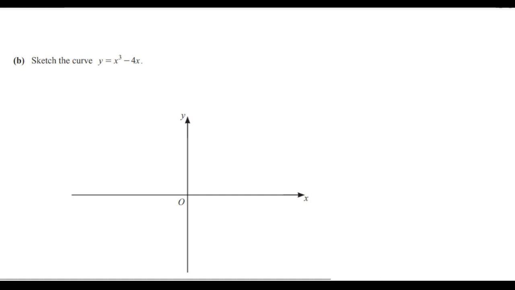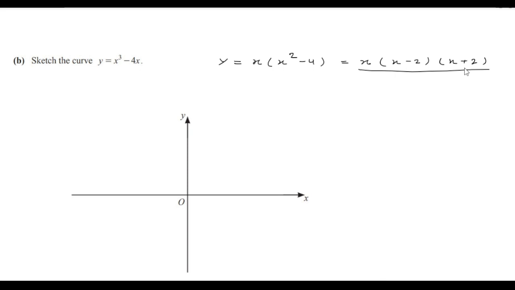Now here the problem is sketch the curve y is equal to x cube minus 4x. So what we do here, we will factorize this. So y can be written as, I will take x common, so it becomes x times (x square minus 4). And I will further factorize it, it will become x times (x minus 2) times (x plus 2). Now I have to sketch this curve.